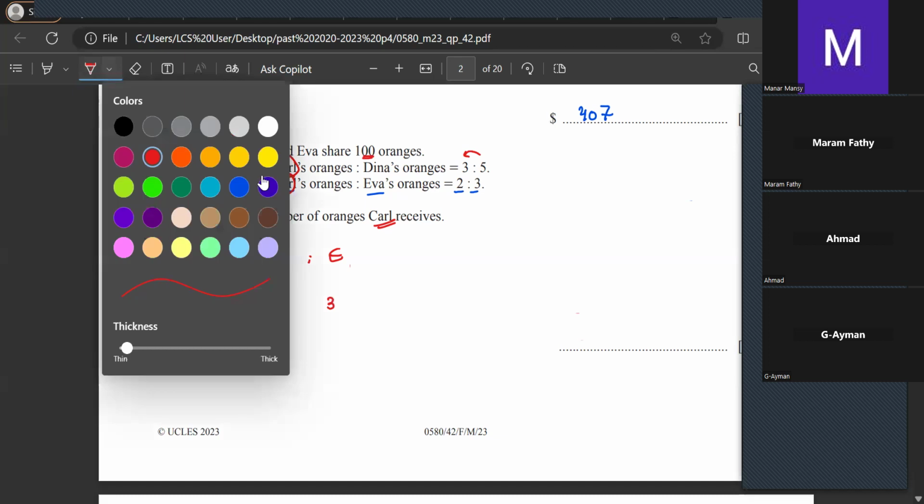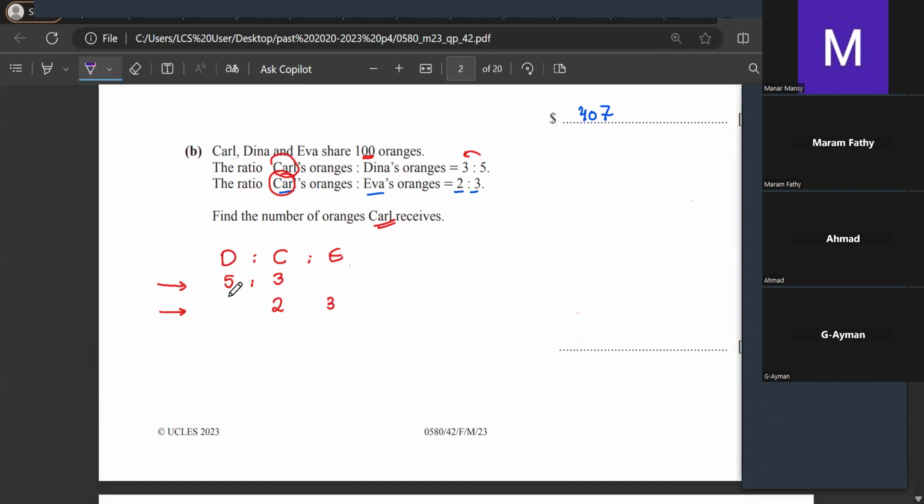Then what are we going to do? We are going to do something like an N letter, like this. These lines are multiply. 3 times 3 and keep it here, 9. 3 times 2 and keep it here, 6. 2 times 5 and keep it here, 10. So this is the combined, or new, ratio I have.